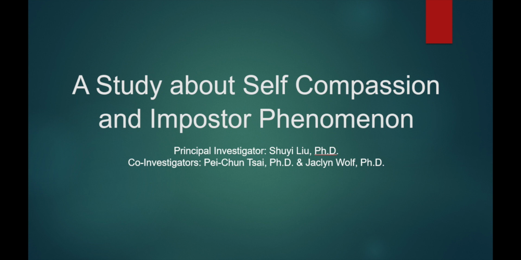This is Module 2 of the study about self-compassion and imposter phenomenon. Previously, we talked about the definitions of imposter phenomenon and self-compassion. We learned that self-compassion has three components: mindfulness, common humanity, and self-kindness. Starting from this module, we're going to talk about each of the three core elements of self-compassion. Now we're going to start with mindfulness.